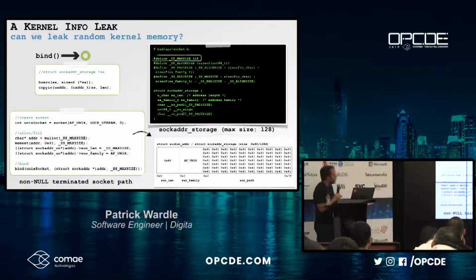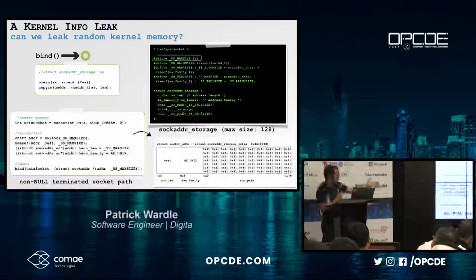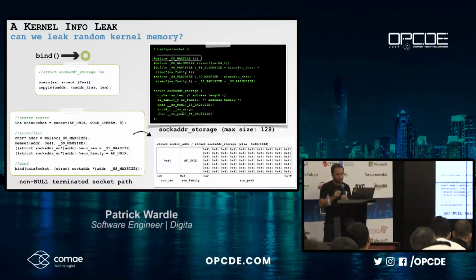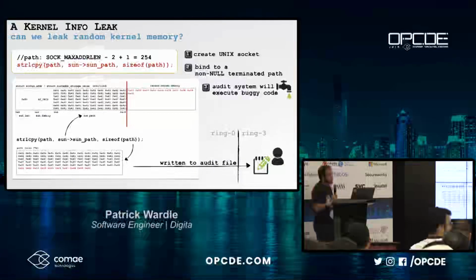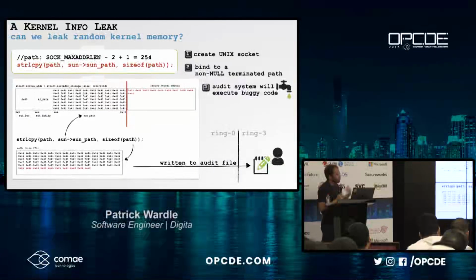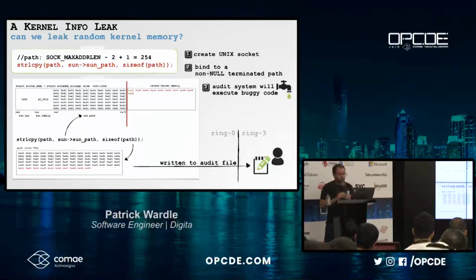We can see the socket structure on the slide. Again, it's 128 bytes, it's a Unix socket, and it's filled with 41s. The most important thing, though, is that it's not null terminated, so there are no zeros in this structure. If we then call bind, this is going to trigger the vulnerable strlcpy in kernel mode, and it's going to start copying bytes from our non-null terminated path. So here's a diagram of that.